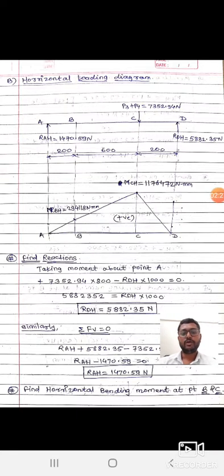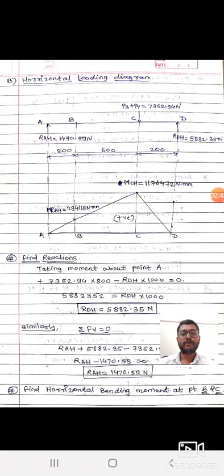So by evaluating the given equation, we can get the horizontal reaction at point D, RDH, equal to 5882.35 Newton.